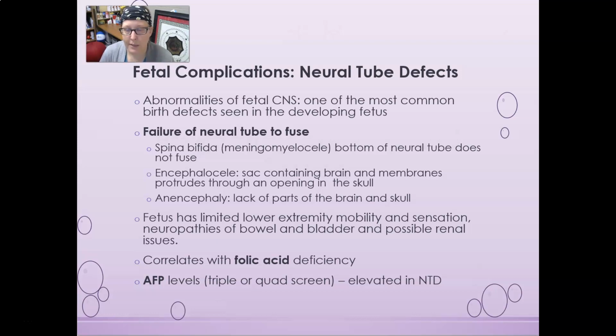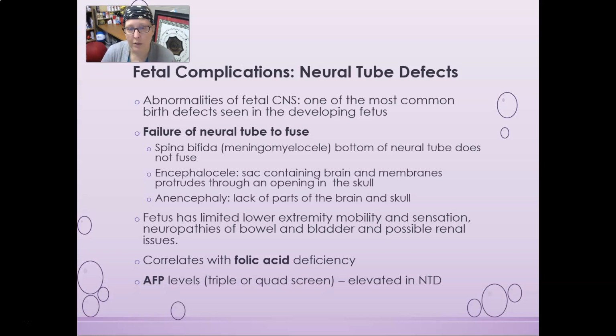These are abnormalities of the fetal central nervous system in which there's a failure of the neural tube to fuse. So there's usually a problem with the development of the spinal cord or the brain. It is one of the most common birth defects seen in the developing fetus. There are several types of neural tube defects.